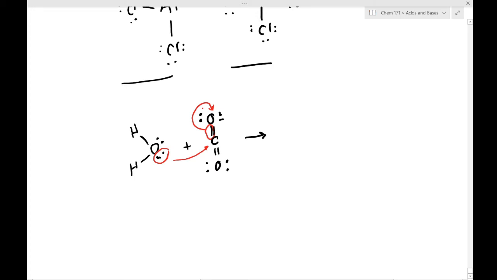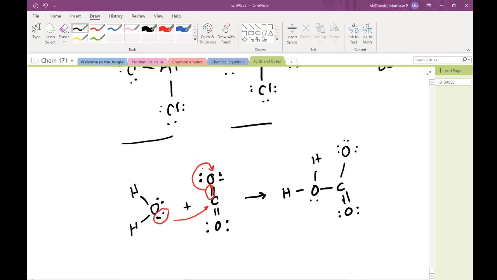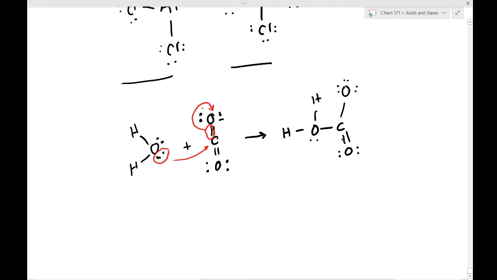Okay, so what happens here? We have an intermediate: H connected to O, connected to H, connected to carbon, connected to oxygen, connected to oxygen. Something like that. Next, we have some more fun things that happen here. The lone pair on this oxygen here starts to attract the hydrogen. Now, the hydrogen isn't so happy, and it's not so happy because there's 2, 4, 6, 8 electrons surrounding.